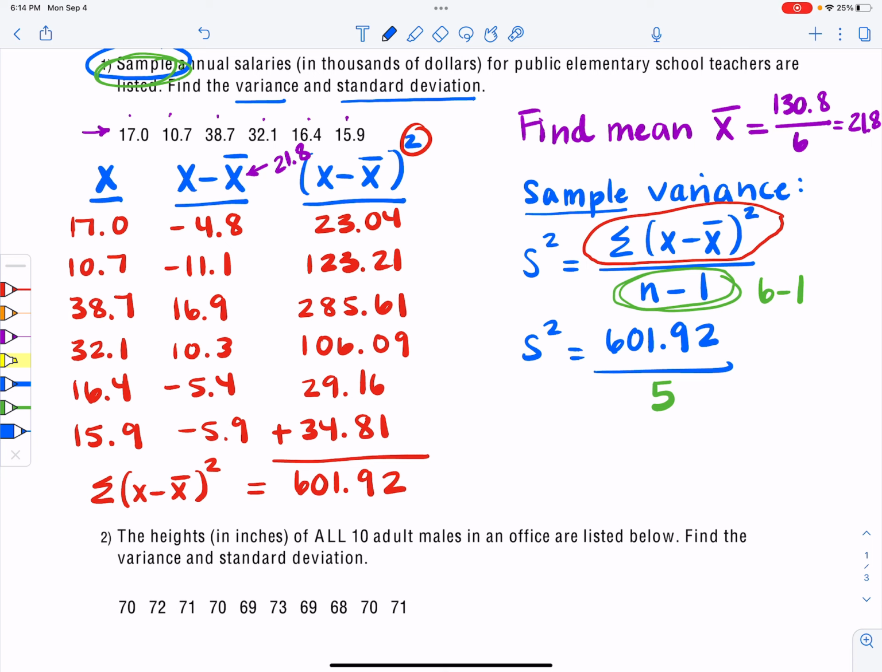And I'm going to report my sample variance as 120.384. And you guys know MyLab will tell you how it wants you to round, so just be careful about that. All right, so the only change in the work there is that n minus 1.